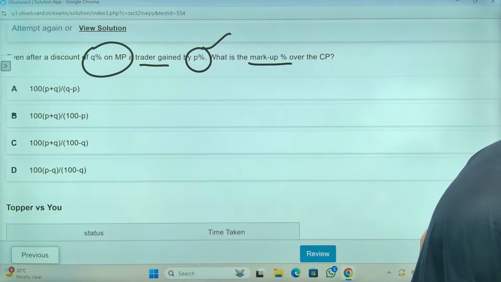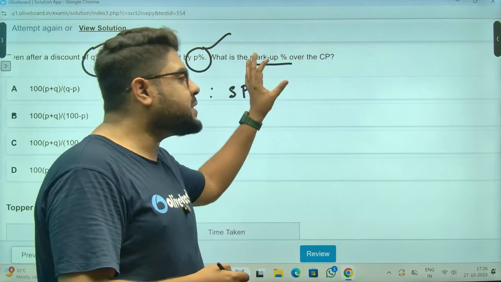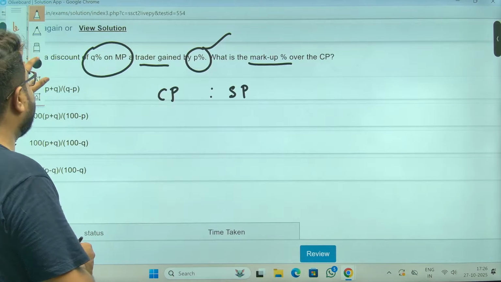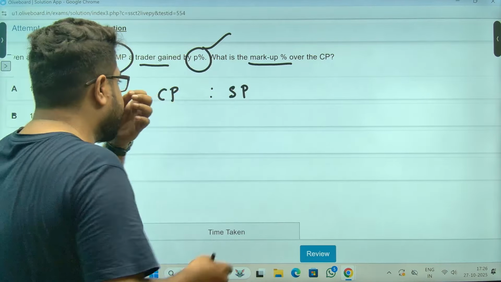This one. Sir, there is a very famous formula for this. If you can use that, it will be done in a second. What is the formula? Sir, the CP SP one. I personally don't really use this formula while solving questions, but for this question, that will be a very good approach, as otherwise you have to take values. I'll show that too.